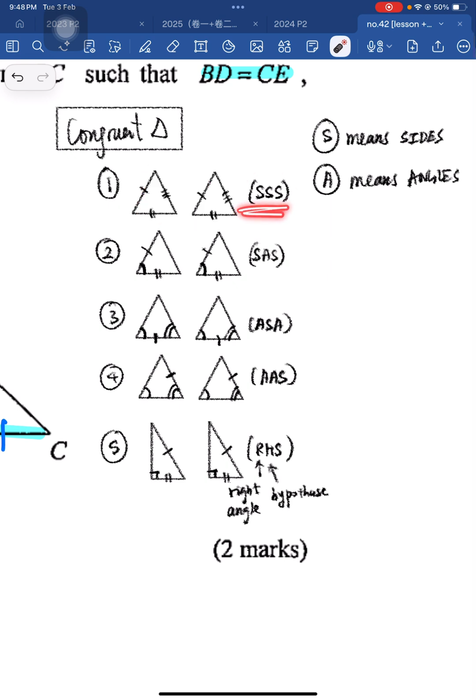For SAS, we can see from here, starting from the side, then passing through the angle, is another side. So we have side, angle, side. For the third one, we first pass through the angle, then a side, and the last one is an angle. So we are using angle, side, angle. For the next one, we pass through the angle, then meet another angle again, and then there's another side. So we are using AAS.